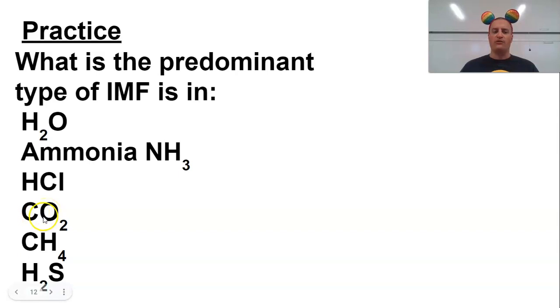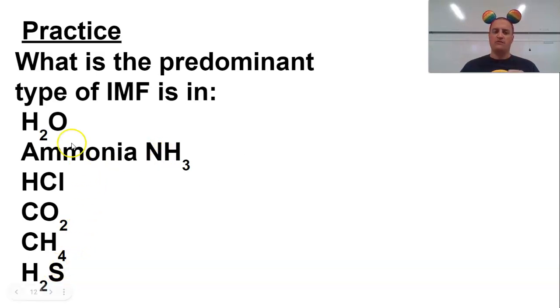However, that's also going to be linear and symmetrical, so that's going to be nonpolar. So you would say London forces. CH4 is tetrahedral, but carbon and hydrogen are very close in electronegativity, so that would be essentially London forces. H2S has a similar structure to H2O, so that being known, we would have that to be dipole-dipole.